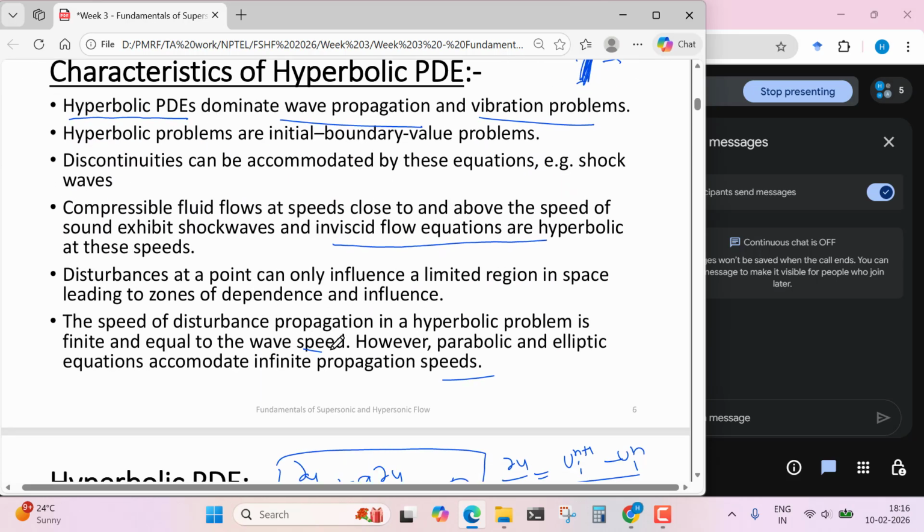The speed of disturbance propagation in a hyperbolic problem is finite and equal to the wave speed. However, parabolic and elliptic equations accommodate infinite propagation speed. So disturbance propagation in a hyperbolic problem is based on the speed of the wave. Only when the wave moves forward will the disturbance propagate.